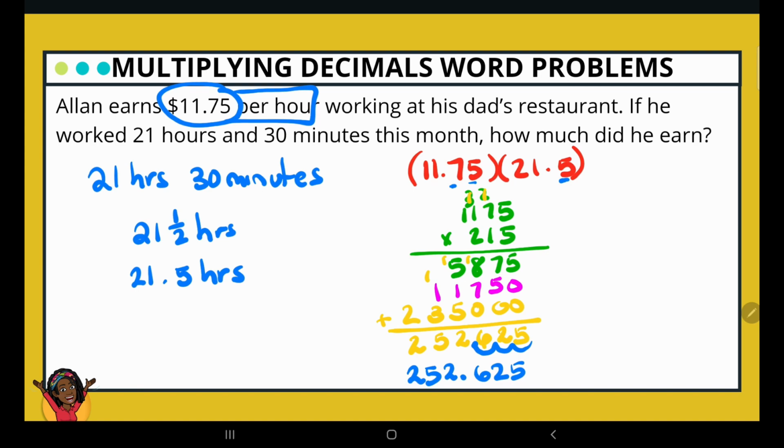Whenever you're talking about money, money must be rounded to 2 decimal places, right? That's 100. So when we talk about cents, cents is referring to out of 100. So to round our number, we're going to round to the hundredths position. So we need to look at the number next to it, to the right. If that number is 5 or greater, we're going to add one more and round up. If that number is less than 5, then we'll leave it the same. So here we see that it's 5, so we're going to add one more to the number 2 to make it 3. So Alan would have earned $252.63.